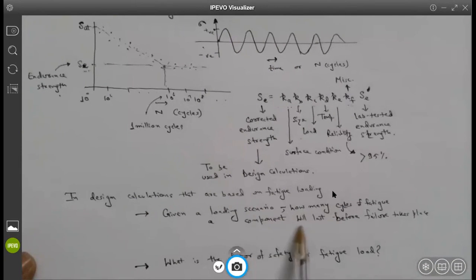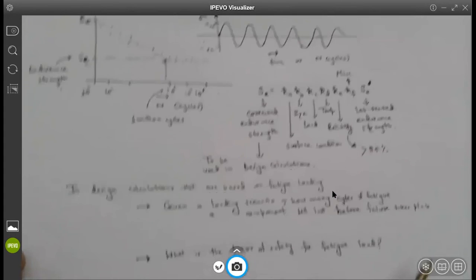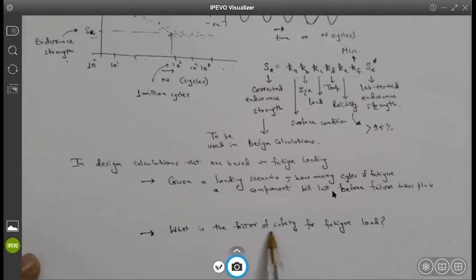So we have to basically find out after how many cycles a component will fail. The second important parameter of interest is the factor of safety for fatigue loading. So how much factor of safety do we have? How much margin do we have to reduce the material or reduce the geometry and dimensions to increase the stresses? How much margin we have to increase the stresses, basically. That is what we call the factor of safety for fatigue loading.